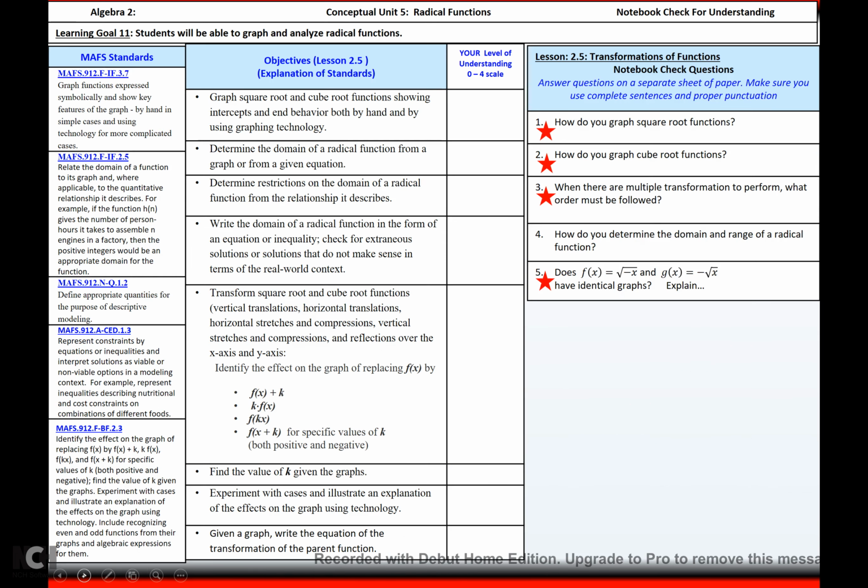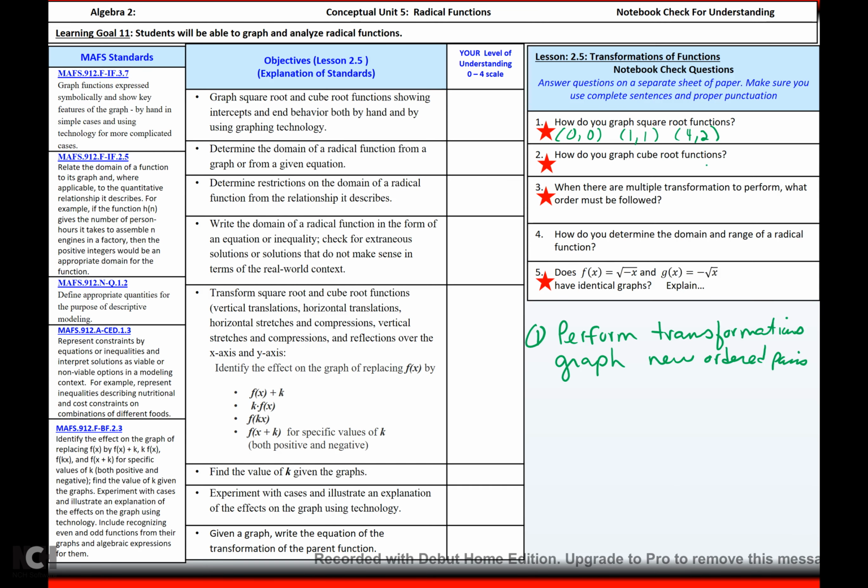Alright, so how do you graph square root functions? You use your mother points, 0, 0, 1, 1, 4, 2, and then you perform transformations. And you could describe them if you want. What does A do? What does H do? What does K do? But you perform the transformations, and then you graph new ordered pairs. And you got your transformation.